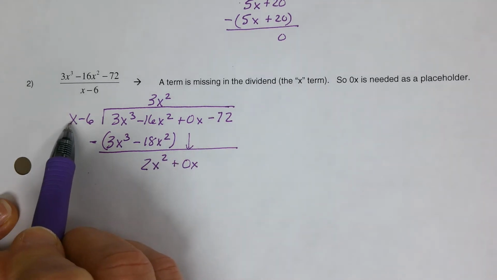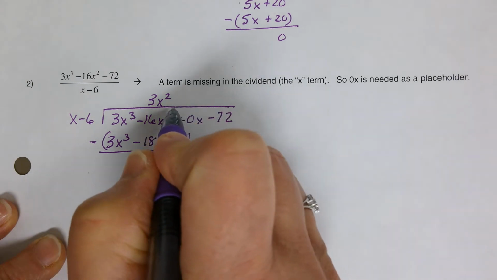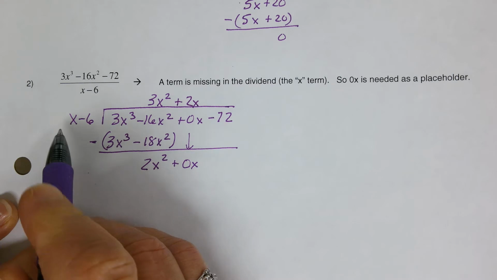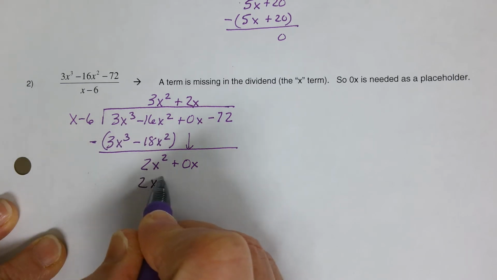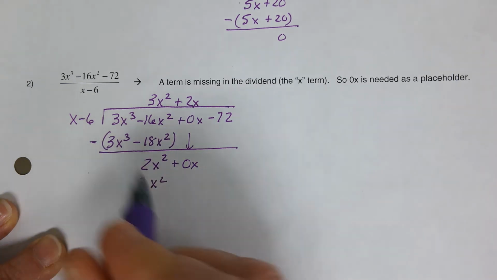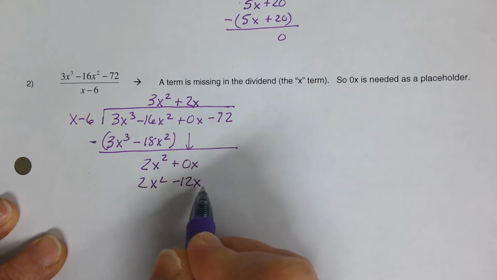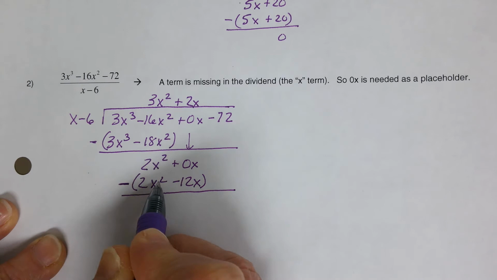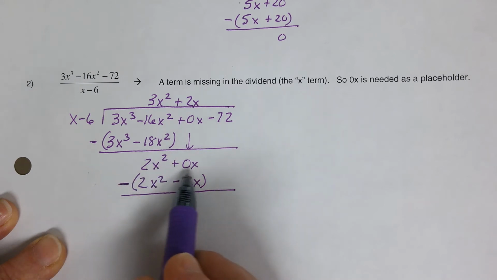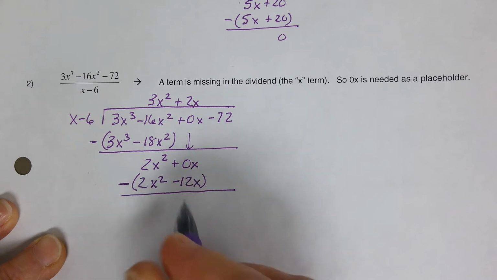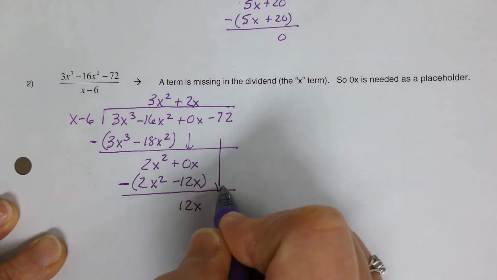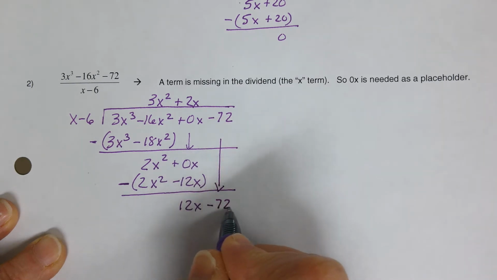2x squared divided by x is 2x. Multiply 2x times x is 2x squared. 2x times negative 6 is negative 12x. Wrap in parentheses and subtract. That's 0. 0x minus negative 12x is 0 plus 12x, which is 12x. Bring down the next term, negative 72.